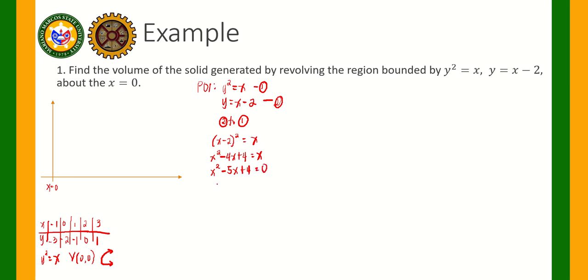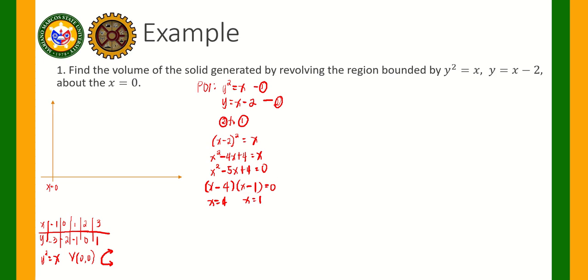Now, we try to factor this out. So this is equal to x minus and x minus, since negative positive to. So x minus 4 and x, or it should be negative negative. x minus 4 and x minus 1 are the factors of this trinomial equal to 0. And if we are going to solve for the values of x, that is x equal to 4 and x equal to 1.